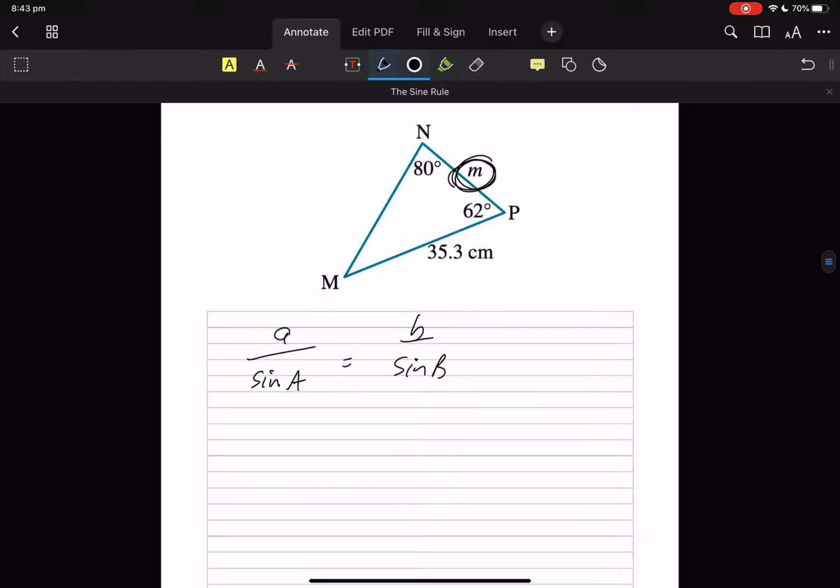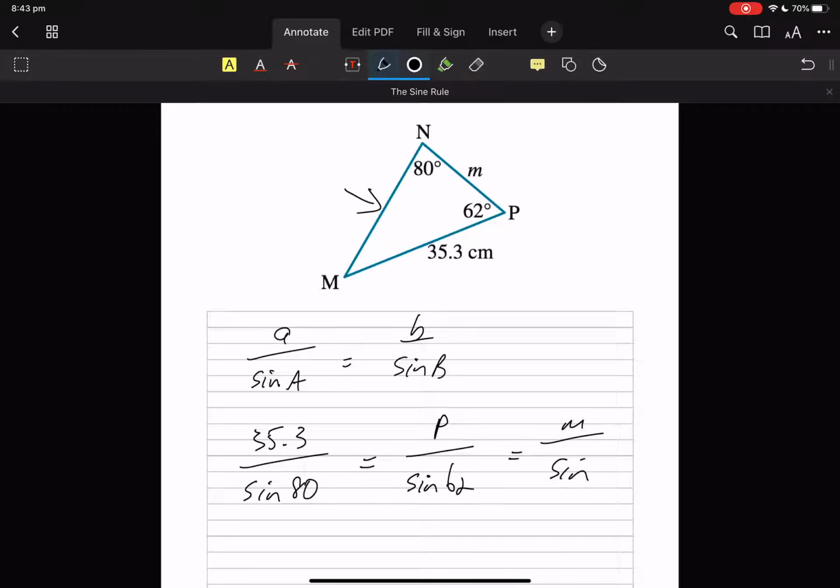So, with the sine rule, we get a side length and an opposite angle to start with. So here's my 35.3 over sine 80. We're going to say that that's the same as, what's opposite my 62? Whatever that is, so that's going to be small p over sine 62 equals m on sine M. That doesn't look like it's going to help us, does it? But guess what? Don't fret.